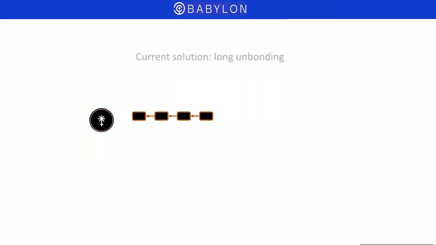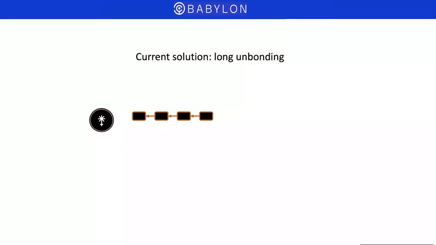Okay, so this problem is pretty well known in proof of stake. Vitalik talked about it back in 2014, when he started thinking about proof of stake Ethereum. The typical solution adopted by most proof of stake chains is this idea of long unbonding. Okay, so let's see what that means.